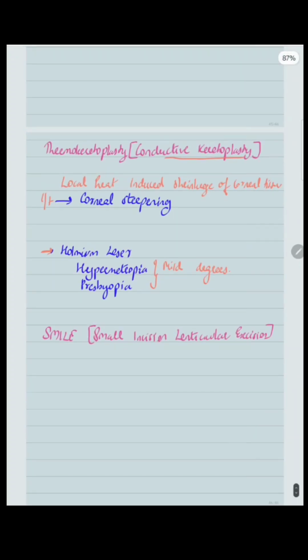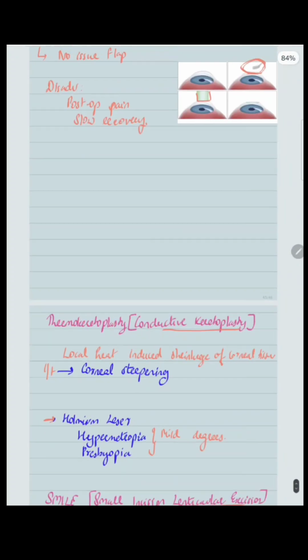Next is SMILE, that is small incision lenticule extraction. Here femtosecond laser is used and no flap is created. Using the laser we take a small lenticule from the stroma and then we change the refractive error. That is about refractive procedures.